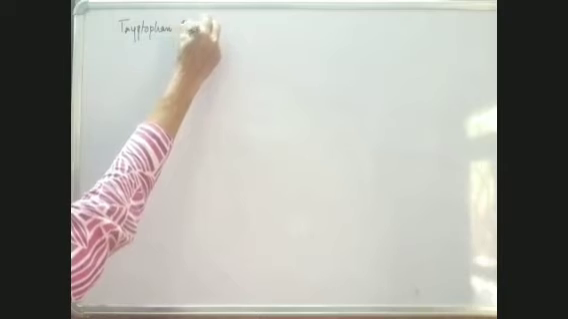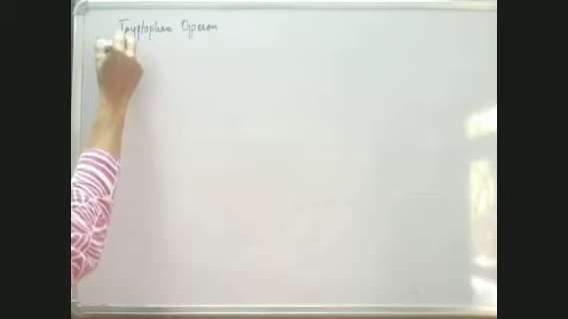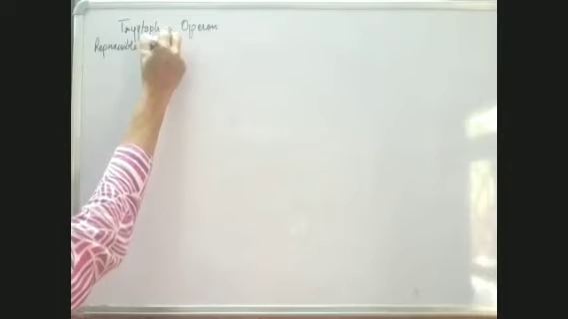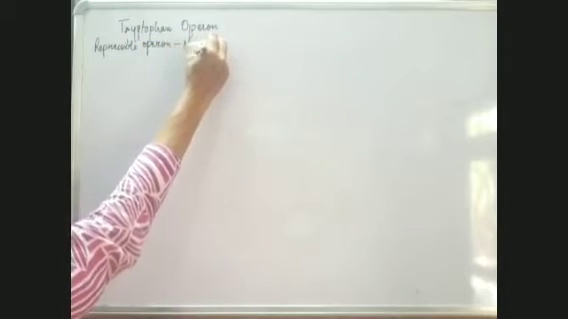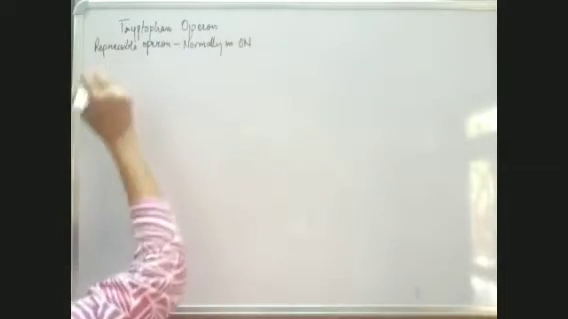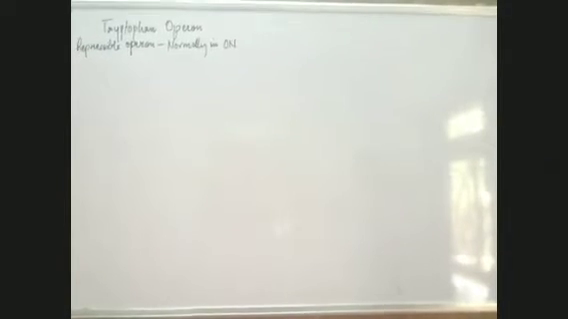As I told you, this operon is repressible. Repressible operon means this is normally in switched on condition, normally in on condition, but can be switched off. Unlike the inducible operon, which is normally in off condition but can be switched on, this is normally in on condition, but if required, it can be switched off.